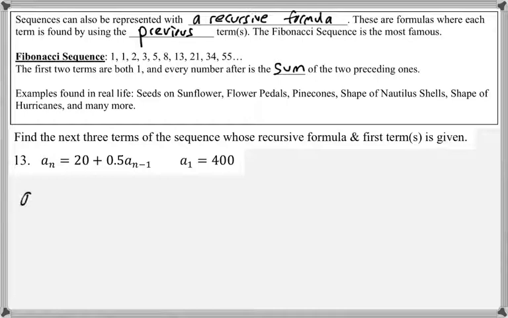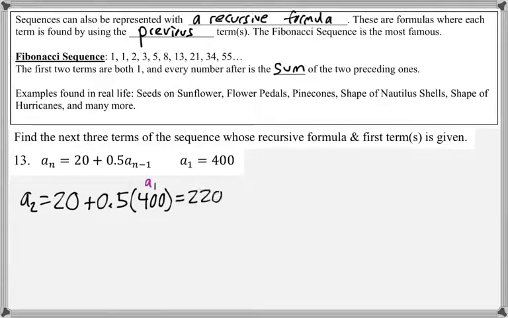So a2 is equal to 20 plus 0.5 times a_(n-1), which would be a1, or 400. So this is my a1. And if you calculate this, you get 220. So my a2 is 220.